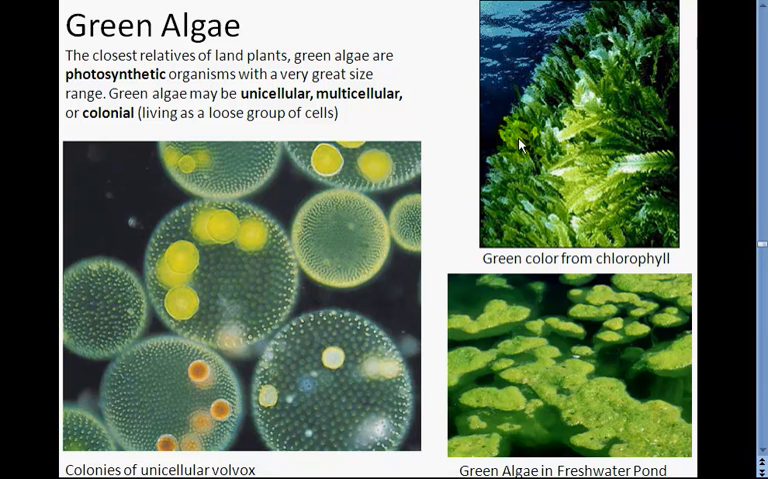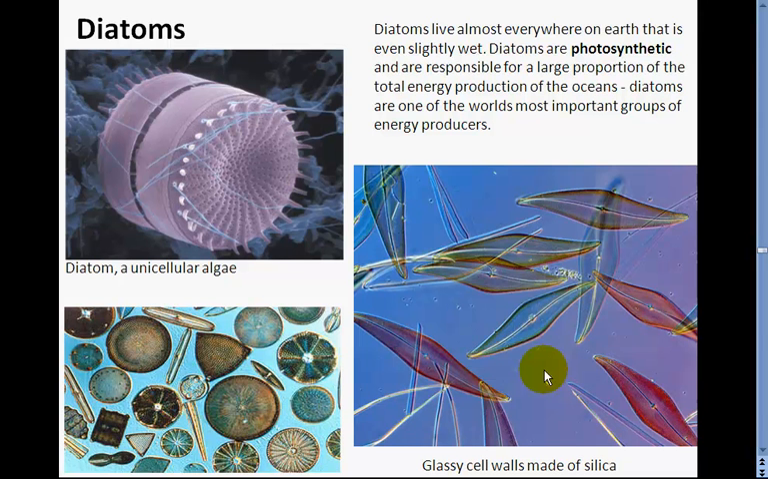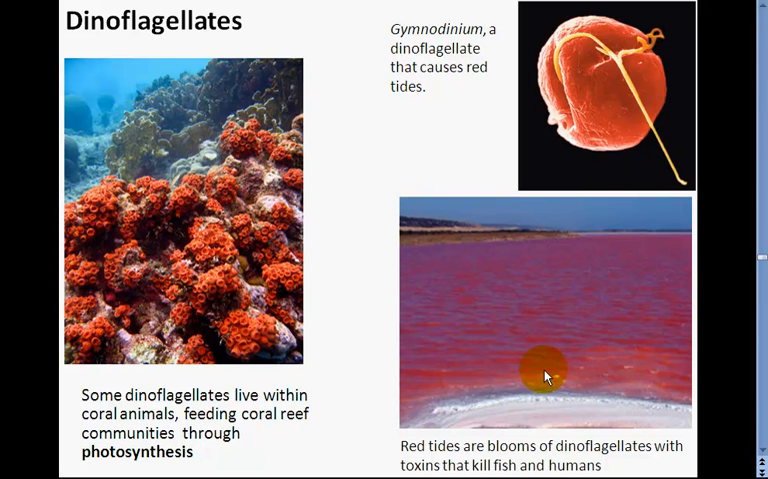They contain chloroplasts. Some are unicellular, some are multicellular, and some just live in clumps, like this one. Diatoms are another type of photosynthetic protist. Dinoflagellates are another photosynthetic protist. Some are very good because they live in coral and make food for them. Others can cause poisonous red tides.